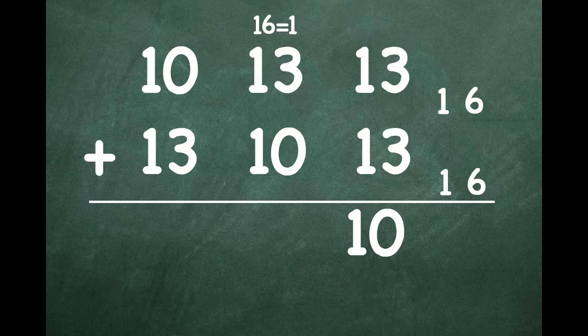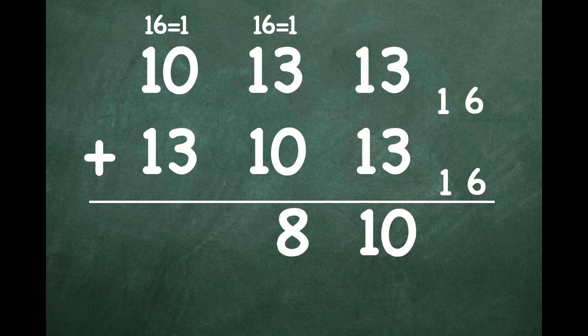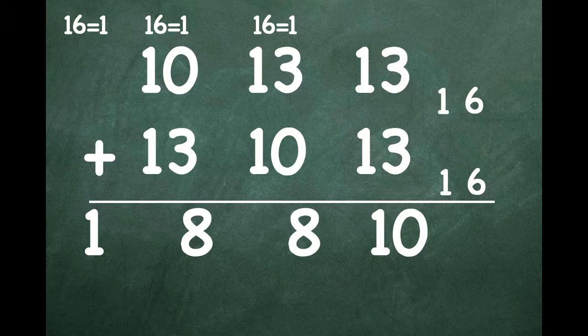1 plus 13 plus 10 equals 24. 24 is 16 plus 8, so we write 8, carry 16 and convert it to 1. 1 plus 10 plus 13 equals 24 again. So we write 8 again, then carry 16, convert it to 1, and bring it down. Convert all numbers greater than or equal to 10 into their corresponding hexadecimal value. The final answer is 188A base 16.